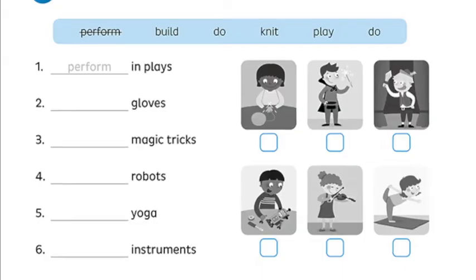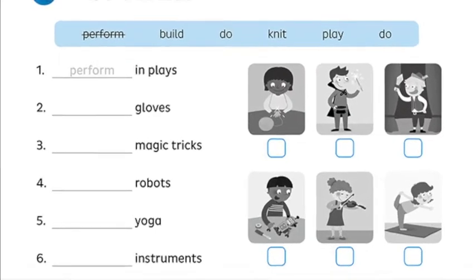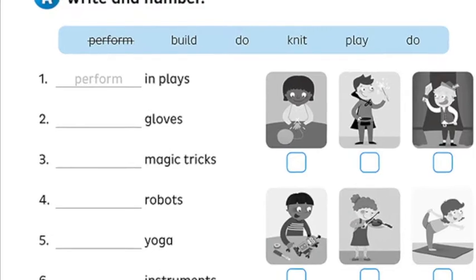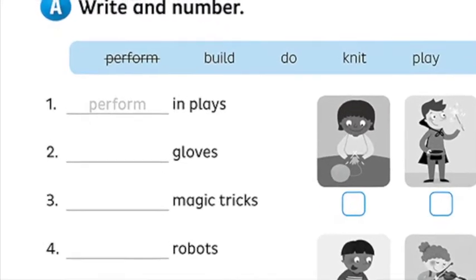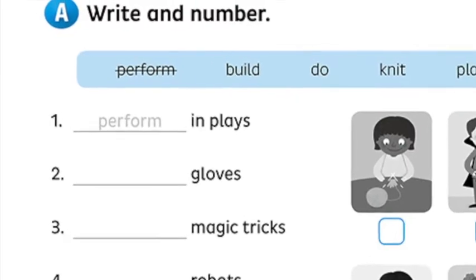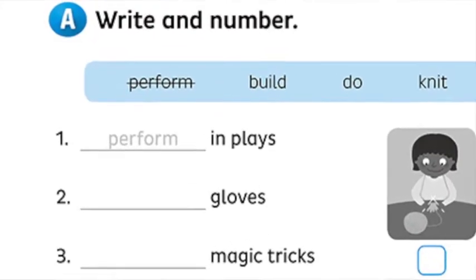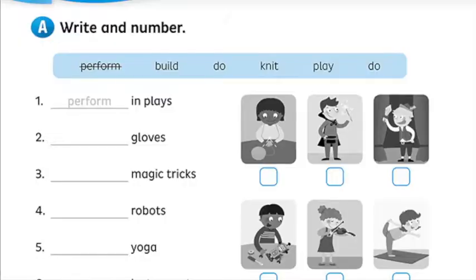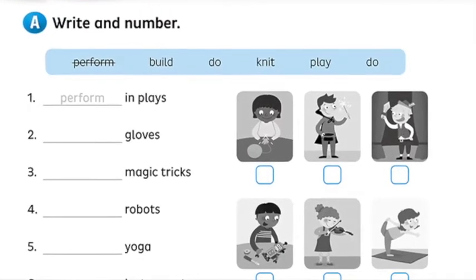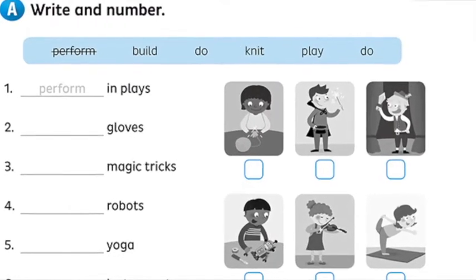So we look at number 1. It's already done. It is the example there. Perform in plays. So we crossed off the word perform because we already used it. So perform in plays. Do you remember which club you perform in plays?